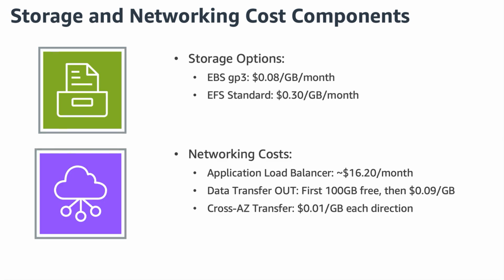Networking costs include load balancers and data transfer. An application load balancer typically costs around $16.20 per month plus usage-based charges. Data transfer out of AWS is free for the first 100 gigabytes, then costs 9 cents per gigabyte. Cross availability zone data transfer costs 1 cent per gigabyte in each direction, which can add up for chatty applications.